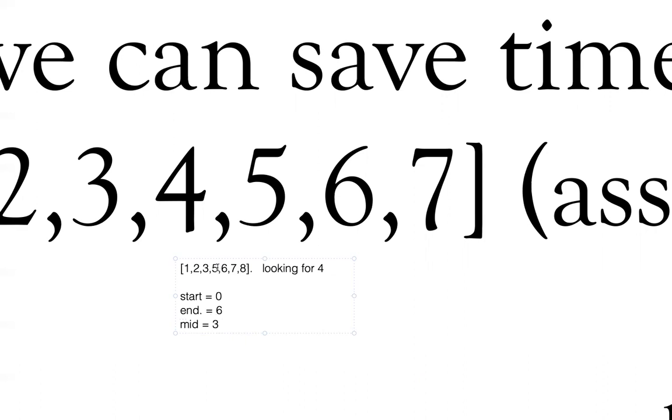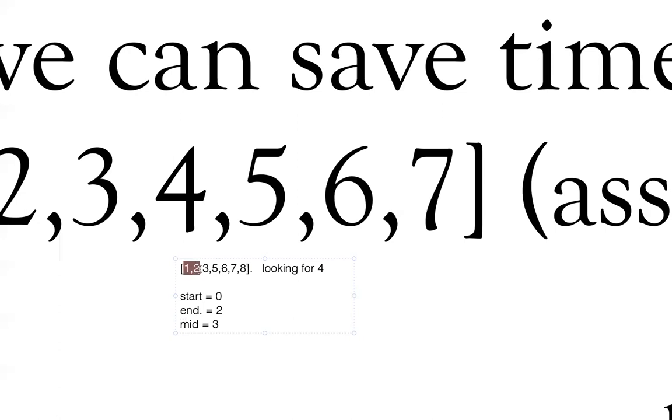Now, I calculated the mid. Does my mid have the element I'm looking for? No. In which case, is my desired element lesser than my mid? Yes, it is. In which case, start remains the same, and my end becomes mid minus 1. So my end will become 2, and we will have to recalculate the mid.